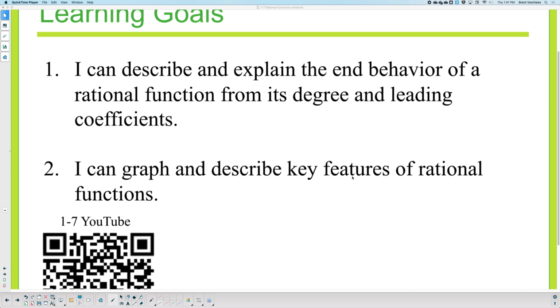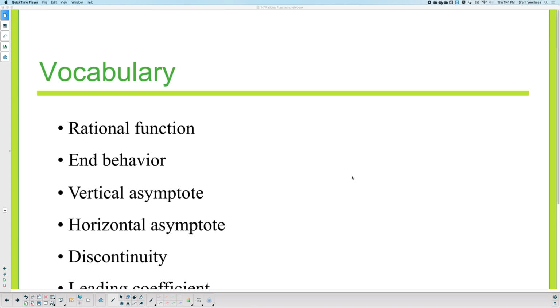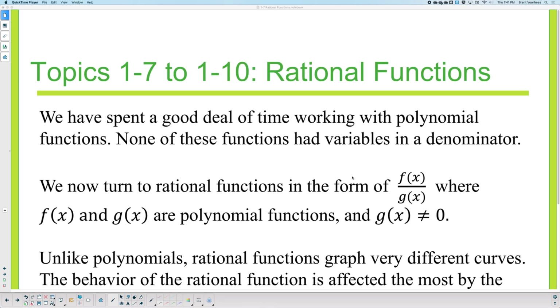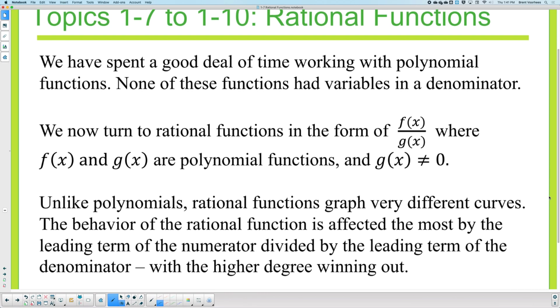So we might begin with the question, what is a rational function? If you go to your slide right after this vocabulary here, this will tell us that a rational function is any type of function that can be written in this form. Said another way, it's a polynomial divided by any other polynomial. That's what a rational function is. This is a rational function here.